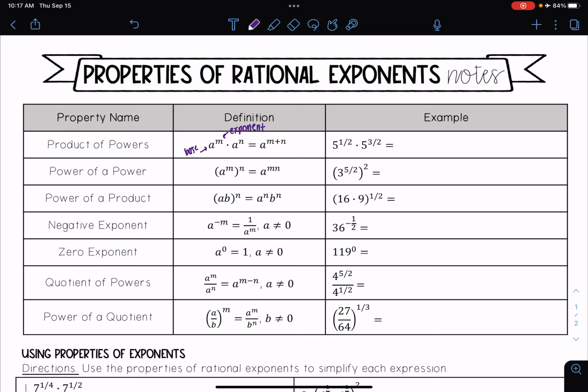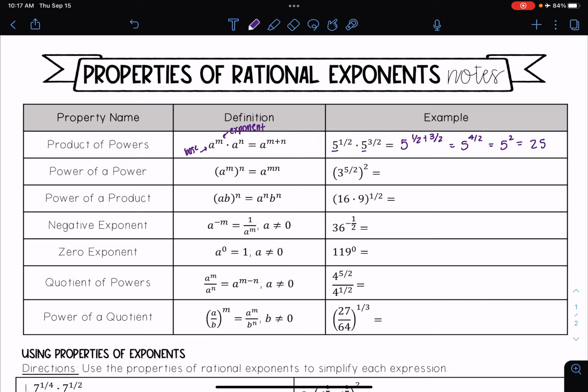And so when I have this product of powers, I can only add the exponents when that base is the same. So for instance, if I have 5 to the 1/2 times 5 to the 3/2, those have the same base. So that means I can combine these by adding the exponents. So this would be equal to 5 to the 1/2 plus 3/2, which is equal to 5 to the 4/2, which if I reduce that fraction is equal to 5 squared, which is equal to 25.